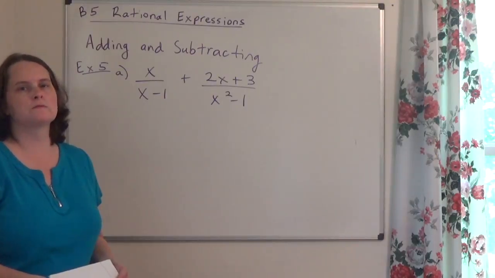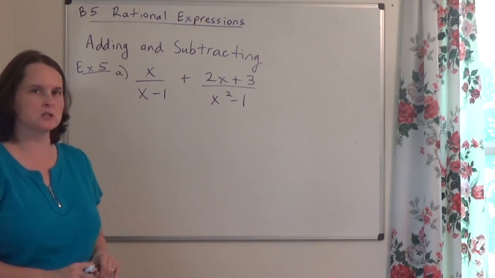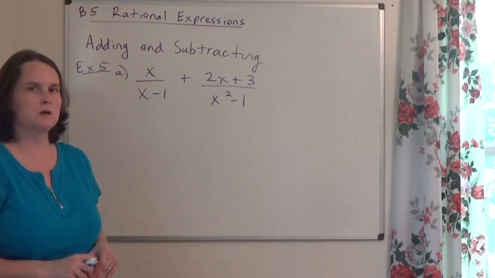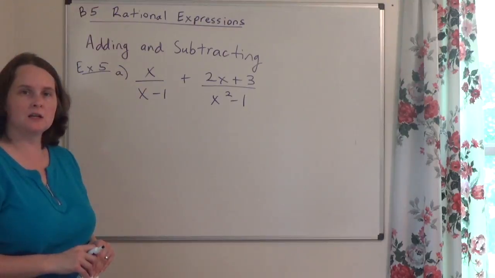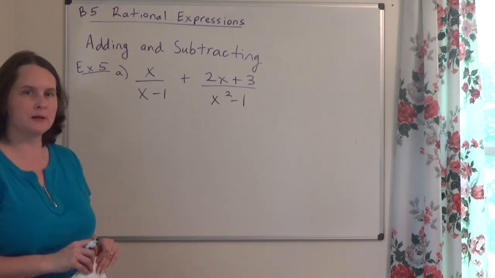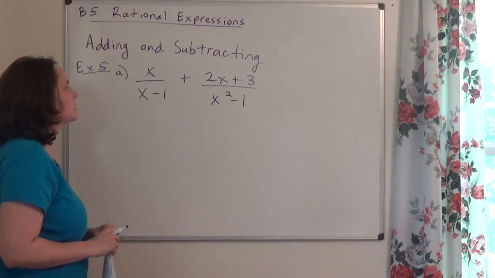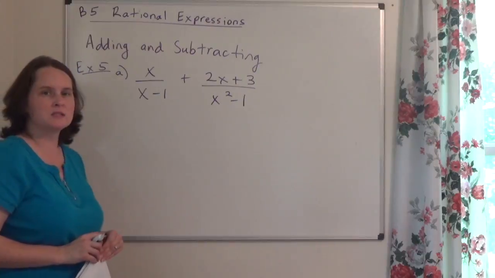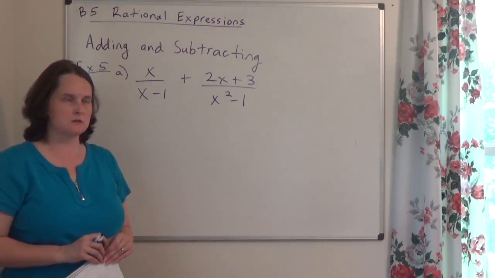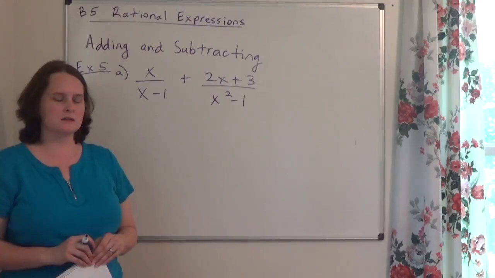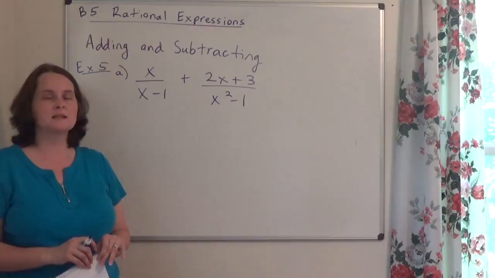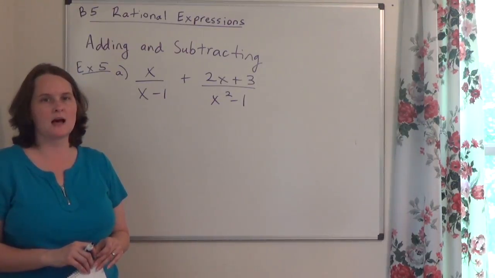So let's look at examples of addition and subtraction of rational expressions. These problems tend to get rather large before you finish them. We're definitely going to need to start by finding our common denominator here. We've got x over x minus 1 plus 2x plus 3 over x squared minus 1. How do I find a common denominator with rational expressions? The definition of least common denominator is that you need to find the product of each factor raised to its highest power.